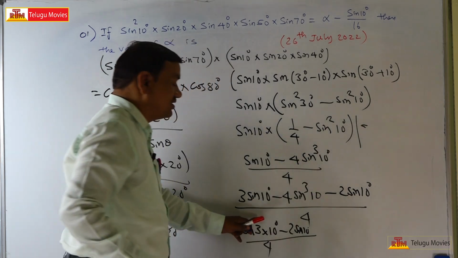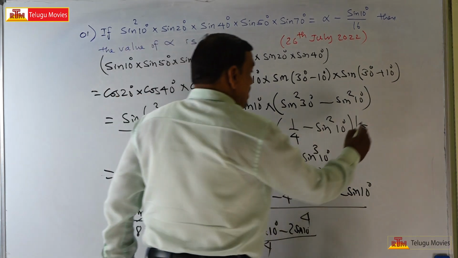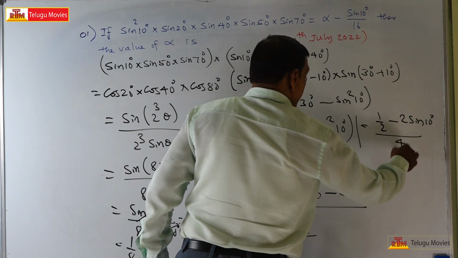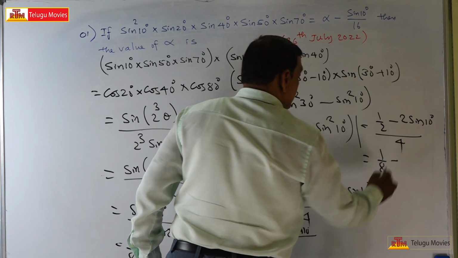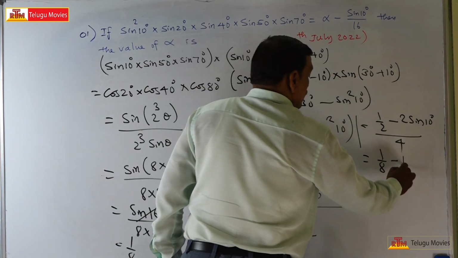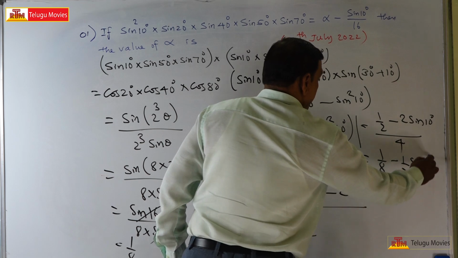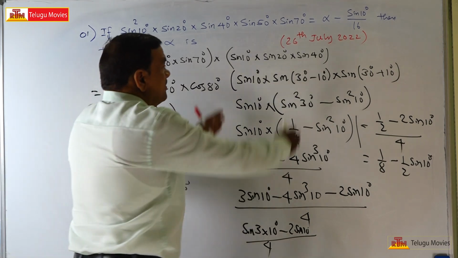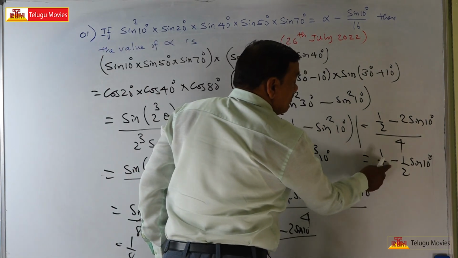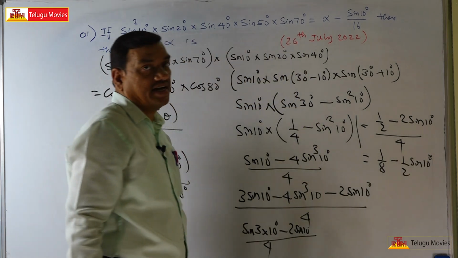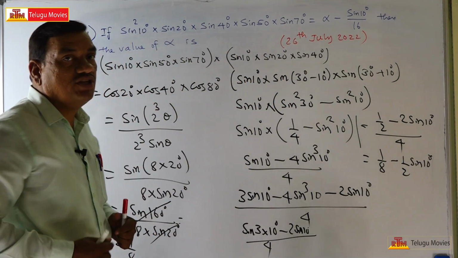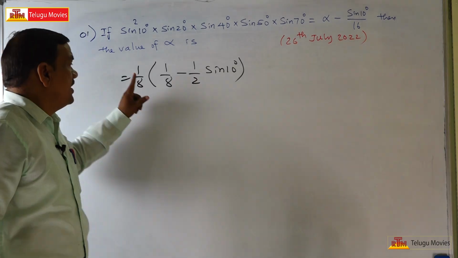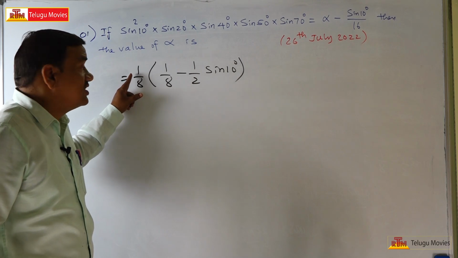So this is equal to sin30°, which is 1/2, minus 2 sin10°, divided by 4. So this is equal to 1/8 minus 1/2 sin10°. If you observe, up to here for the first factor we got 1/8, and for the second factor we got 1/8 minus 1/2 sin10°. Understand? So I will multiply these two factor values and get the final answer.